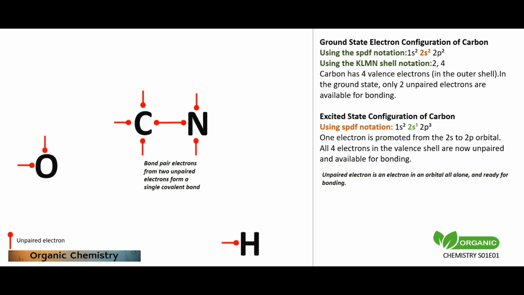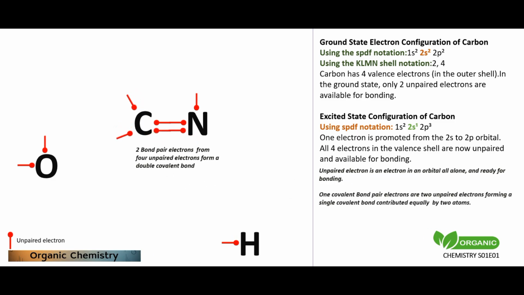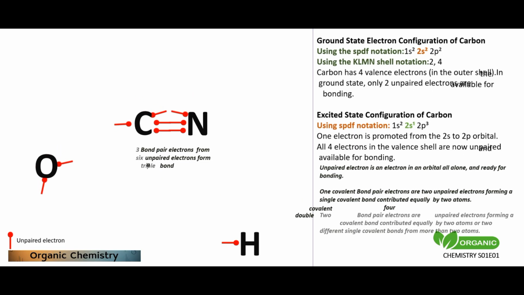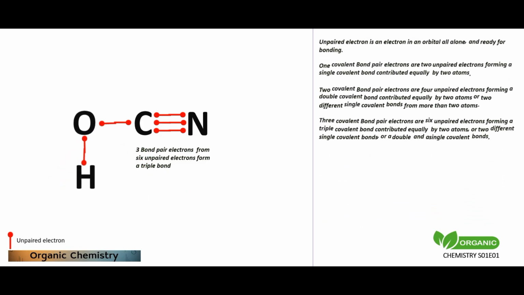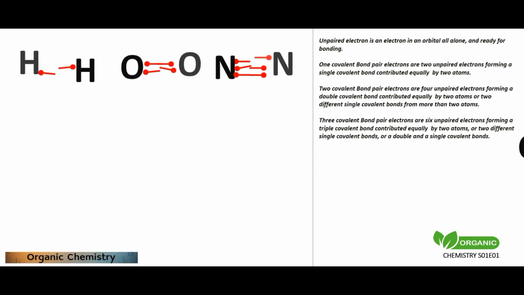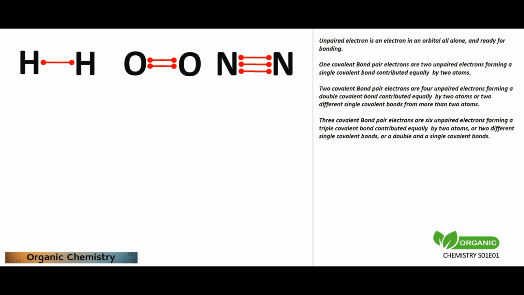That is, 2 electrons from 2 unpaired electrons of 2 atoms form a single bond. 4 electrons from 4 unpaired electrons of 2 atoms form a double bond. And 6 electrons from 6 unpaired electrons of 2 atoms form a triple bond. So, this shows that the ordinary covalent bonding is mainly of bondings using 2 unpaired electrons from 2 different atoms to form a bond pair of electrons.